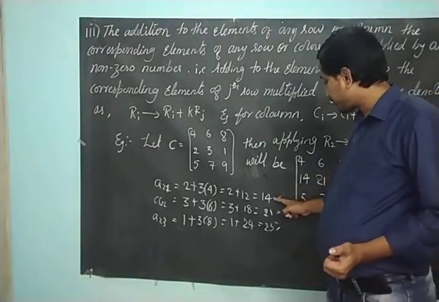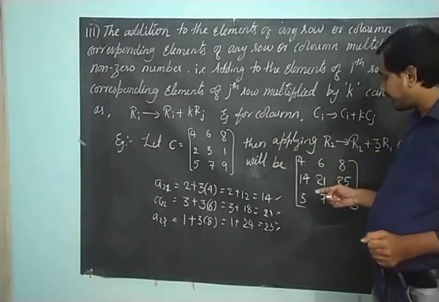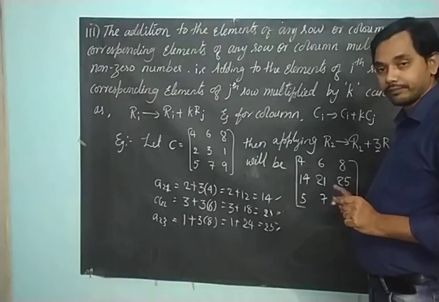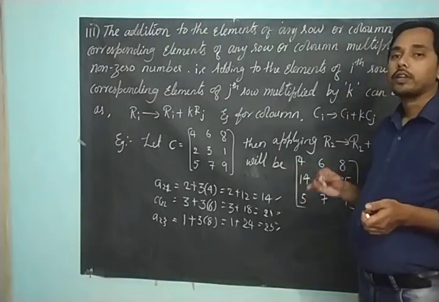Then you can see what happens to row 2. 14, 21 and 25. Initially they were 2, 3 and 1. Now they have changed to 14, 21 and 25. Is that clear? I hope it is clear here. So you pause this video and take the notes down.